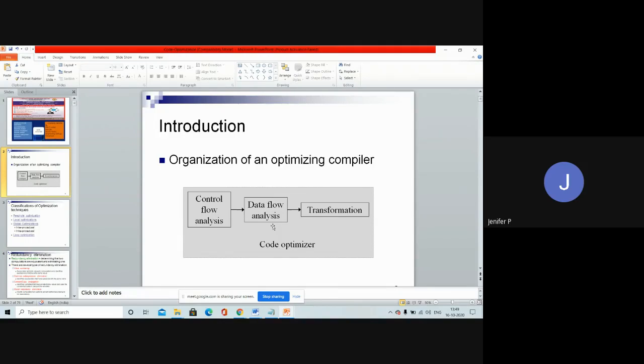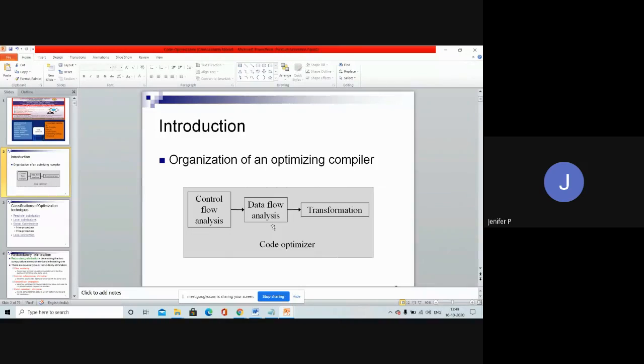A token is a cohesive sequence of characters, or a set of characters with a logical meaning. For example, take the initialization statement sum equal to 10. The three characters S, U, and M are grouped together and form a meaning called a variable, which is an identifier token. Then the equal to is an assignment operator, a separate token, and 10 is a constant, which will be identified as a separate token. So a token is a set of characters with a collective meaning.